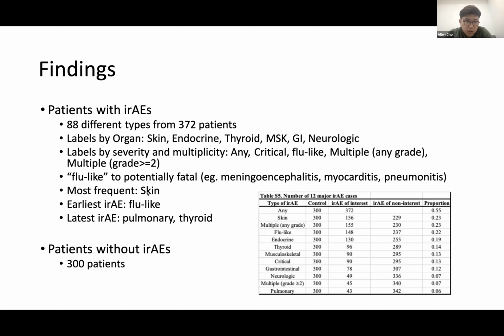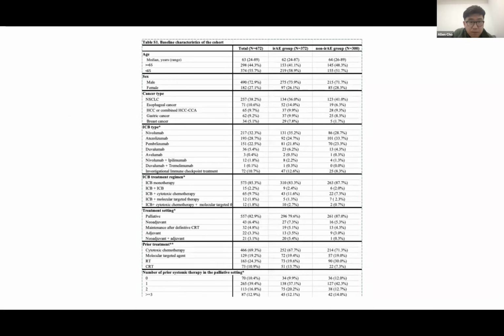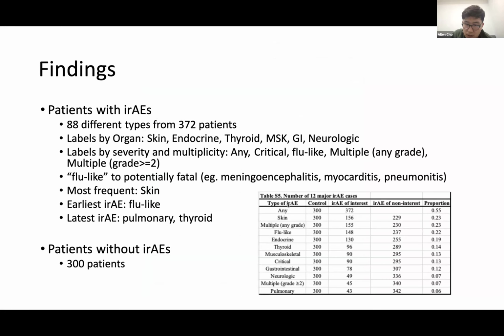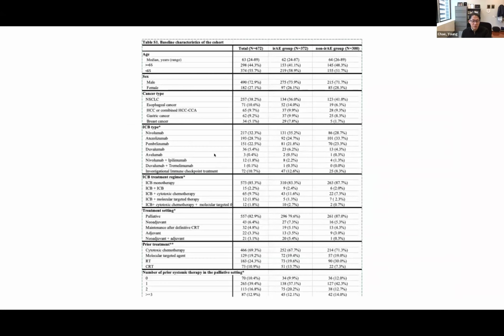The most frequent one, as we can usually see in the clinic as well, is usually the skin adverse events, the earliest one being the flu-like symptoms. And they found that the adverse events that appeared the latest were the pulmonary and thyroid related adverse events. And in this study, they found about half, so 300 patients, did not actually develop any side effects. Yes, so this is just the table showing roughly all of the side effects.